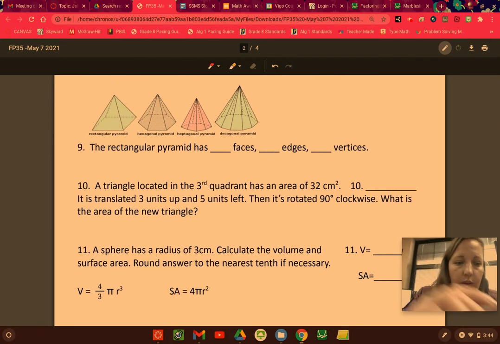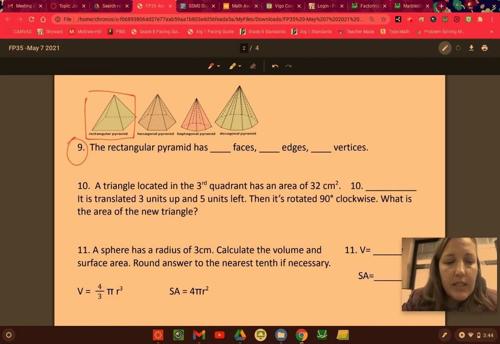So this one, we're looking for number 9. We're looking at the rectangular pyramid here, and we want to know how many faces. Those are the flat sides. So the bottom would be 1, 2, 3, 4, 5. It has 5 faces. Then how many edges? Well, there's 4 on the bottom, 5, 6, 7, 8. Okay. And then how many vertices? That's like the corners. So 1, 2, 3, 4, 5. 5 vertices. Okay. So there's 3 problems.